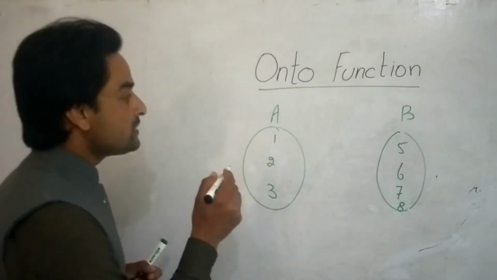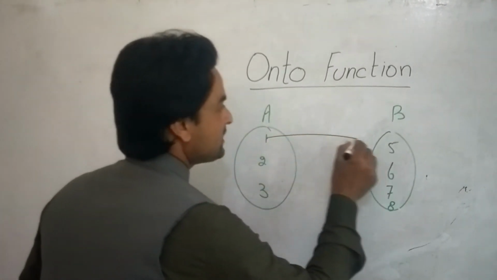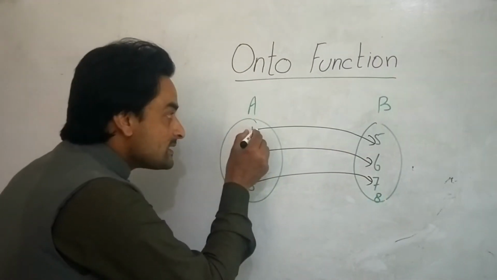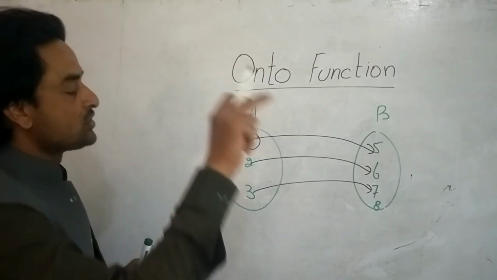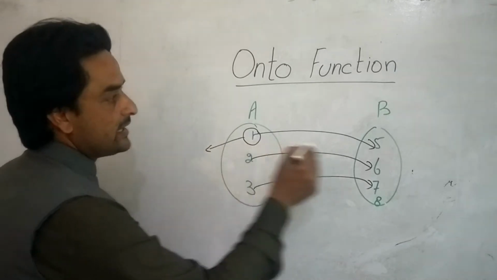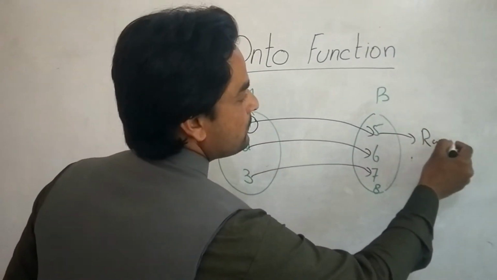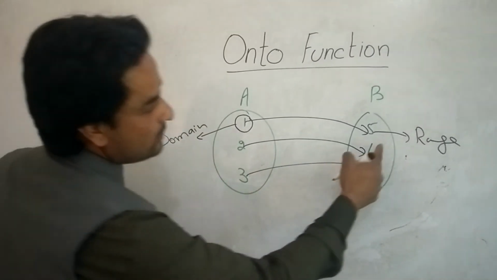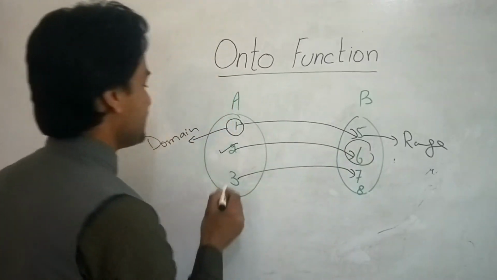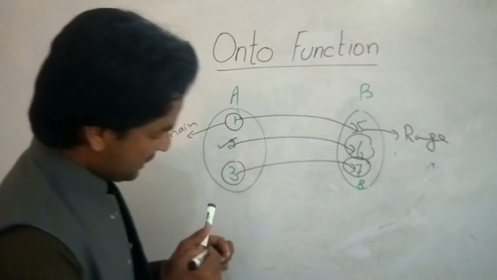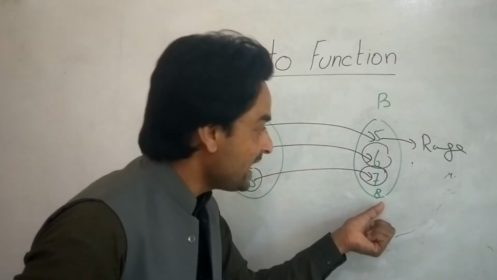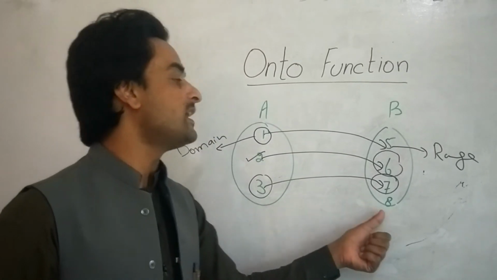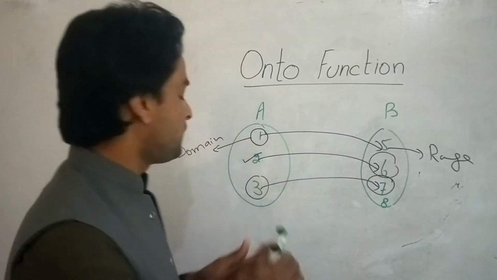What do we mean by range and domain? Let's consider this is a function and these are the corresponding values. So this one takes part in the function process. This is our domain and this is our range. This is domain and 6 is range. This is domain and 7 is range. But we cannot say that 8 is a range value. 8 is in the set B but it is not in the range of this function F.